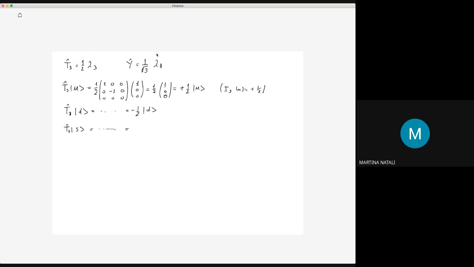0, maybe. Yes, it must be 0. The isospin of the strange quark is 0 indeed. Okay. What about now the other operator?